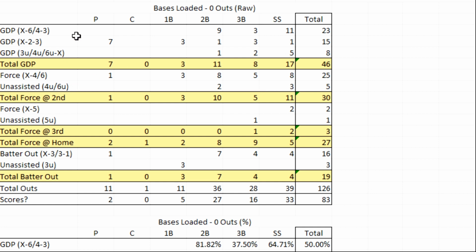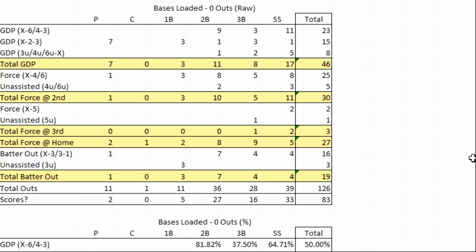So what I have here is a breakdown based on the position that fielded the ball, and what the result was. And the main results that I look at are either double plays, force out at second, force out at third, which are pretty rare, force out at home, and then the batter being thrown out. So we'll see the total number of outs. And then I also looked at how many times did the runner on third score during the play. So that's kind of the breakdown that I have here.